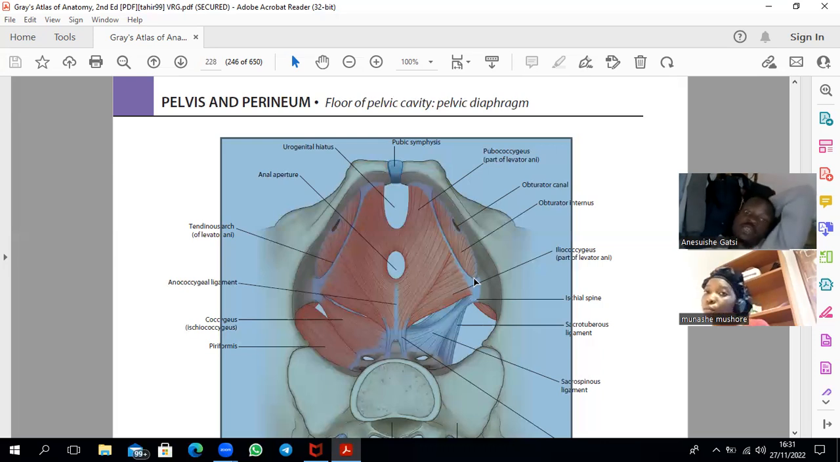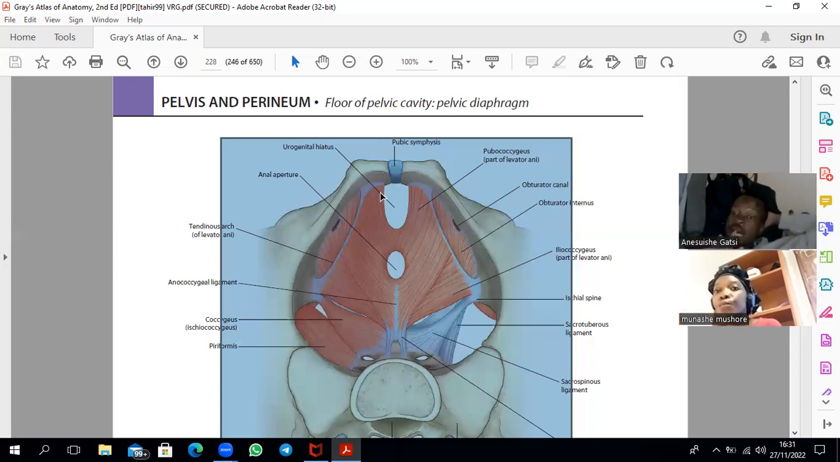But the point is, can you see these openings in the muscle there? Those openings allow specific things to move from the pelvis to the perineum. This anal aperture here, that's where the rectum passes and becomes the anal canal. This one in front here is this big in females for the vagina plus the urethra. For males, it's very, very small because there's only the urethra.